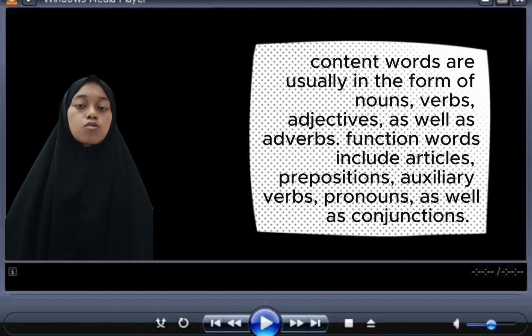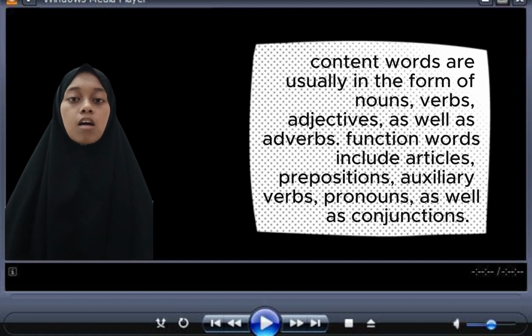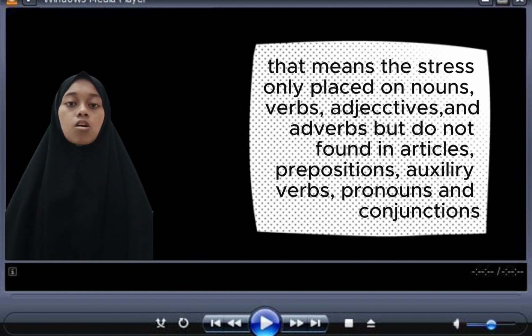Content words are usually in the form of nouns, verbs, adjectives, as well as adverbs. And then function words include articles, prepositions, auxiliary verbs, pronouns, as well as conjunctions. That means the stress is only placed on nouns, verbs, adjectives, and adverbs, but not on articles, prepositions, auxiliary verbs, pronouns, or conjunctions.